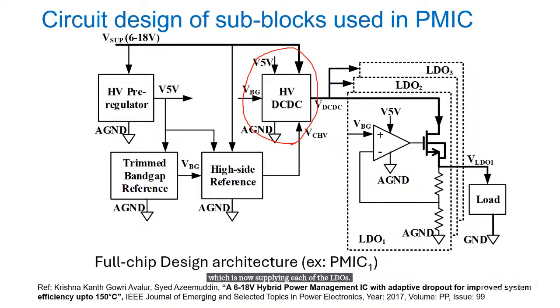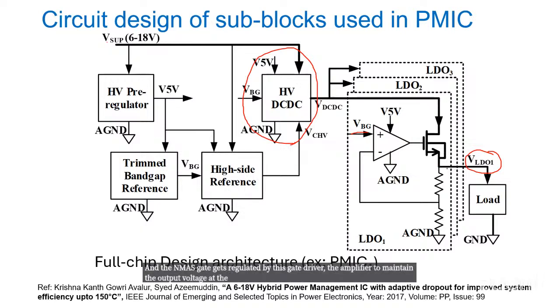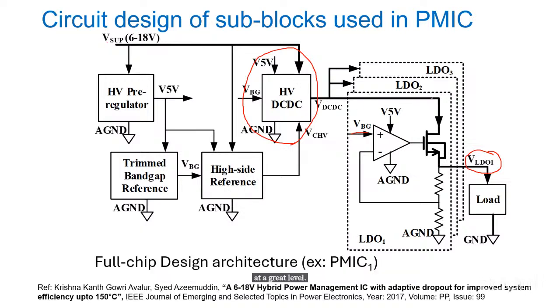And this is the LDO that you see. It's an NMOS LDO. As you can see here, you have the band gap voltage getting connected, and based on the value of the resistor divider, the band gap voltage gets multiplied with the scaling factor, and that gives you the LDO output voltage. And the NMOS gate gets regulated by this gate driver, the amplifier, to maintain the output voltage at the required level. And you're having 3 LDOs for this.